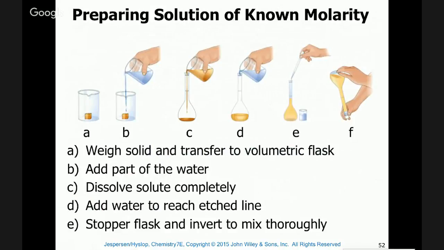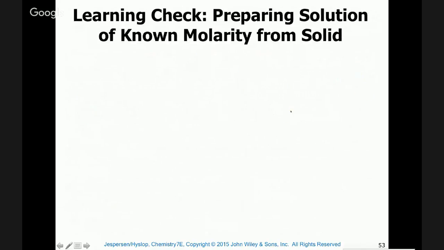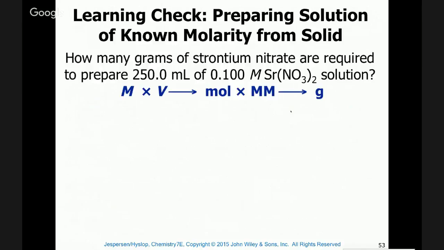Okay, preparing a solution of known molarity. We weigh a solid and transfer it to a volumetric flask. Add part of the water. Dissolve the solid completely. Add water to reach an etched line, which is the volume we want to get to. Then we stopper the flask, invert it, and mix thoroughly. It's called a volumetric flask.